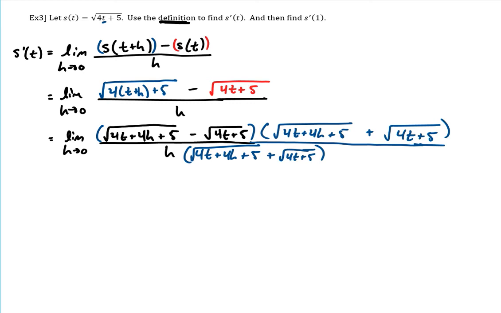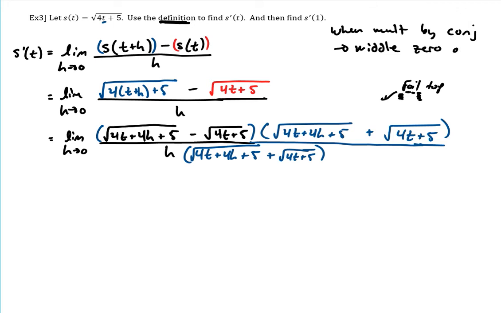Okay, so we have our limit set up. And then now I want to FOIL it out up top. So FOIL the top. However, we have a special rule here when we multiply by the conjugate. When we multiply by the conjugate, the O and the I, the outside and the inside terms, will zero each other out. So the two middle terms, so we really only have to multiply the first and the last.